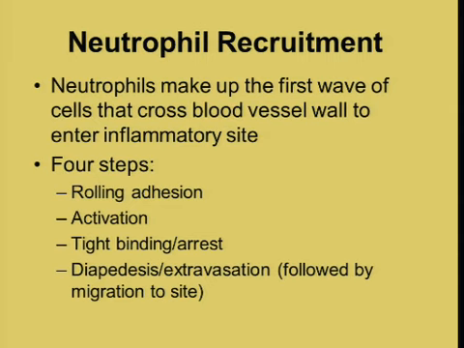In other words, they find themselves having bald tires on glare ice. They keep spinning, but they cannot go to the site of infection. So the 4 steps in which neutrophils are activated are rolling adhesion, activation, arrest, and then extravasation. And I have a picture of it.